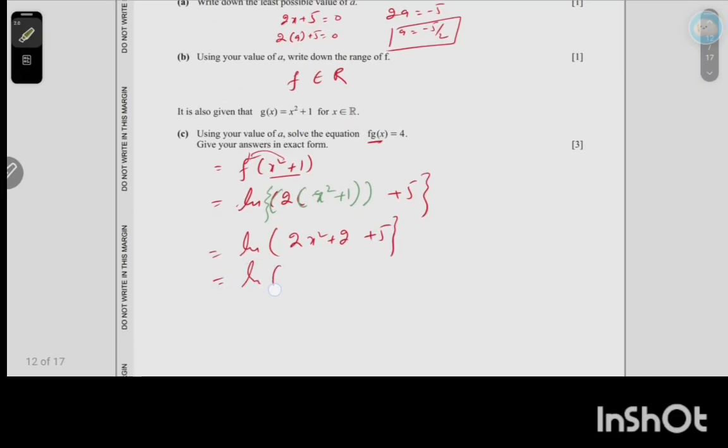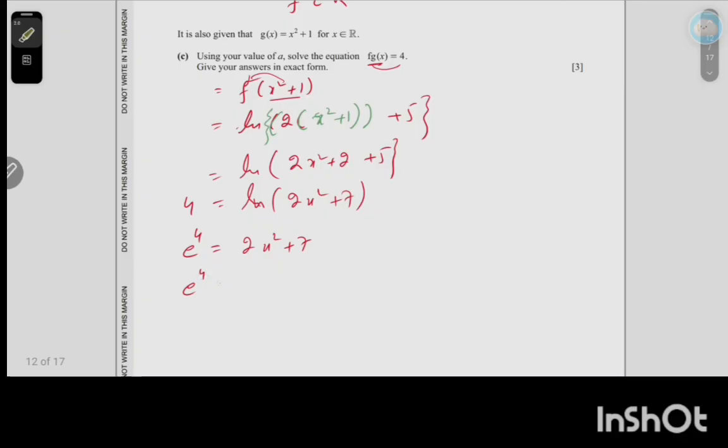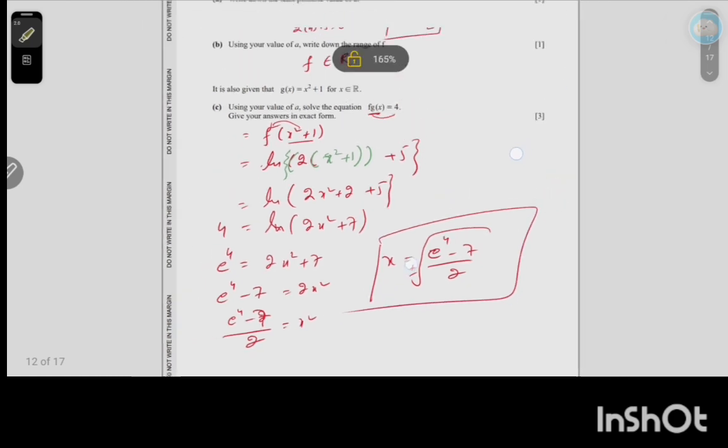Now log of 2x square plus 7, and f of g of x equals 4. To remove the log, we have to take the exponential function here and the log is cancelled. 2x square plus 7. Now furthermore, e power 4 minus 7 equals 2x square. Now e power 4 minus 7 divided by 2 equals x square, and removing the square, x is plus or minus the square root of (e power 4 minus 7) over 2. Okay, this is your required answer. So hopefully, dear friends, you have understood this one.